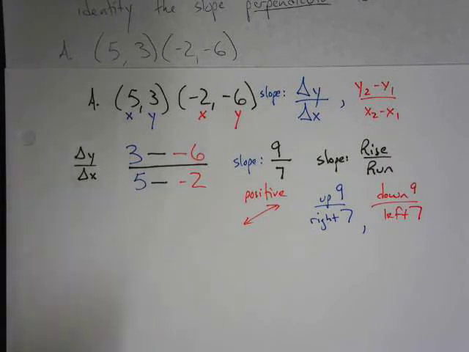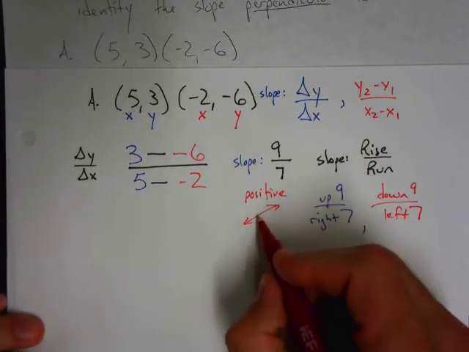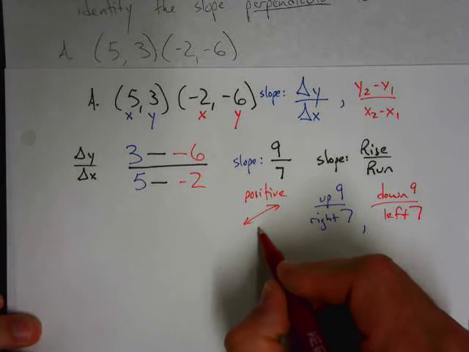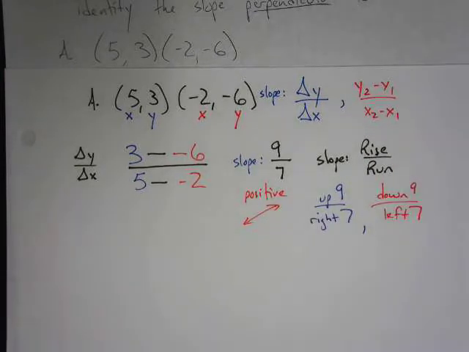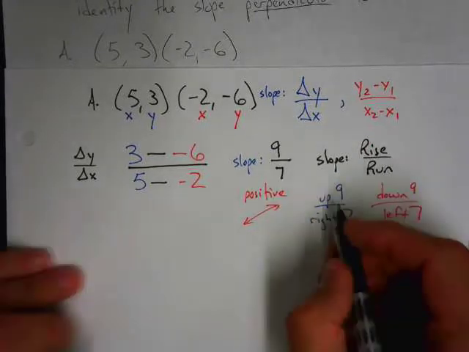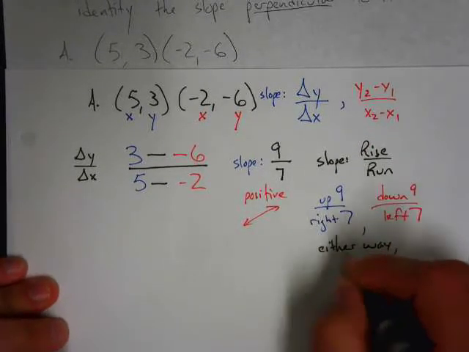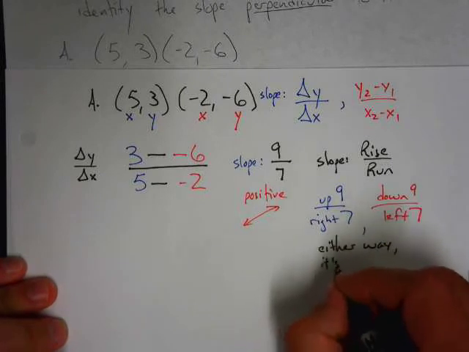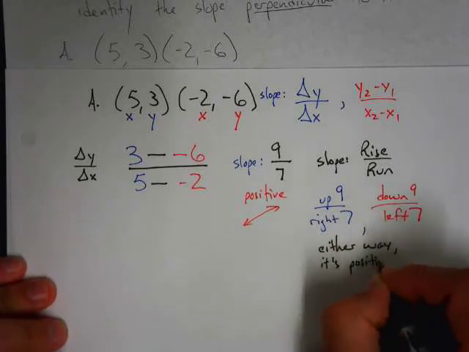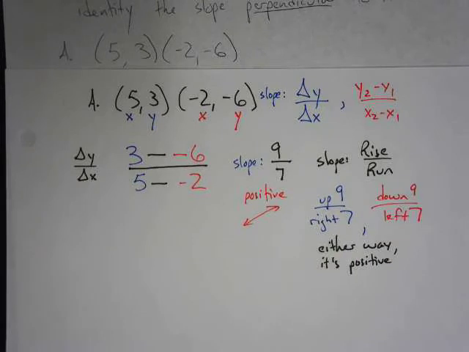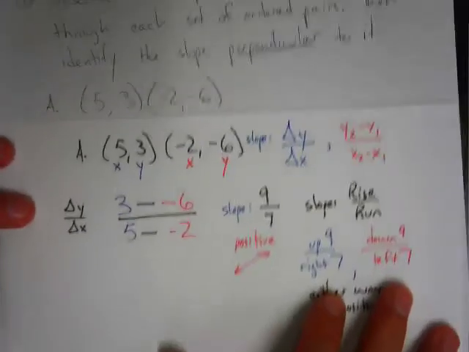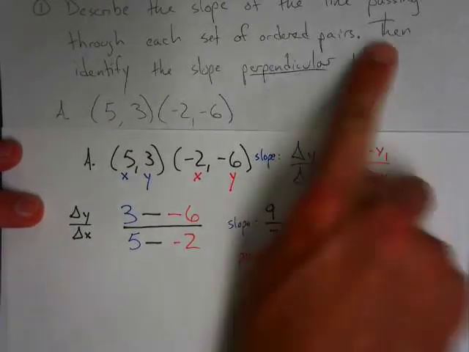We can see what's happening to the line. It's either going up 9 and right 7 or down 9 and left 7. Either way, it's a positive slope. So when you're looking to describe it, it doesn't matter. Either way, it's positive. And so that's how we can describe it. And now what we can start doing is identifying the slope perpendicular to it. So now we're going to identify a slope that's perpendicular to this slope.